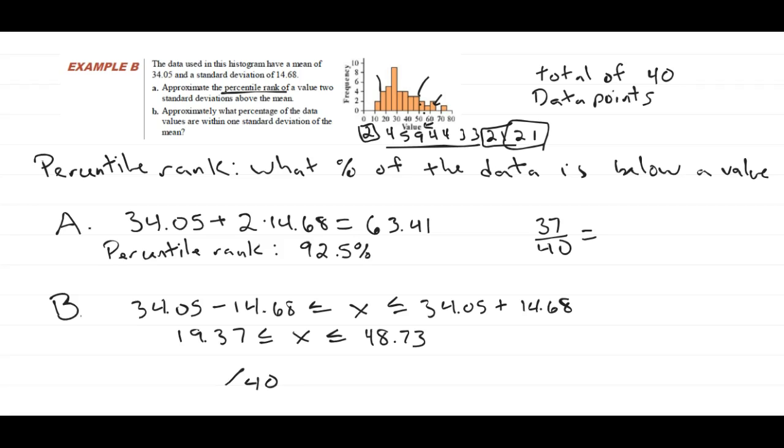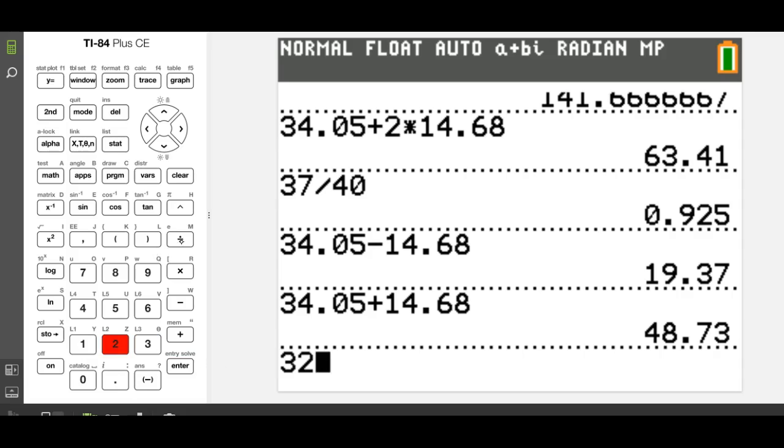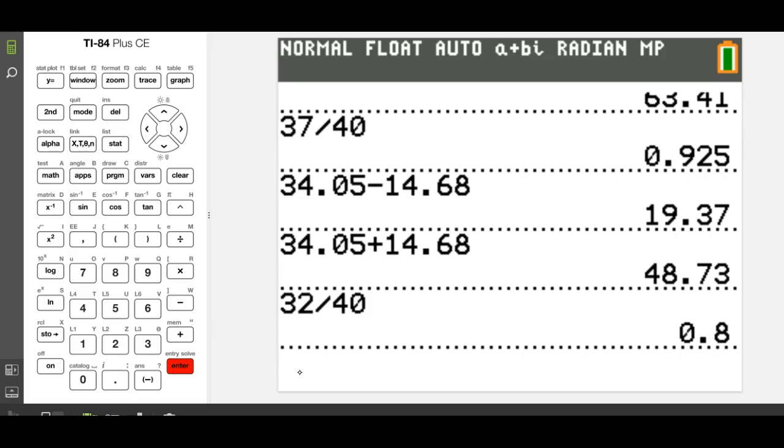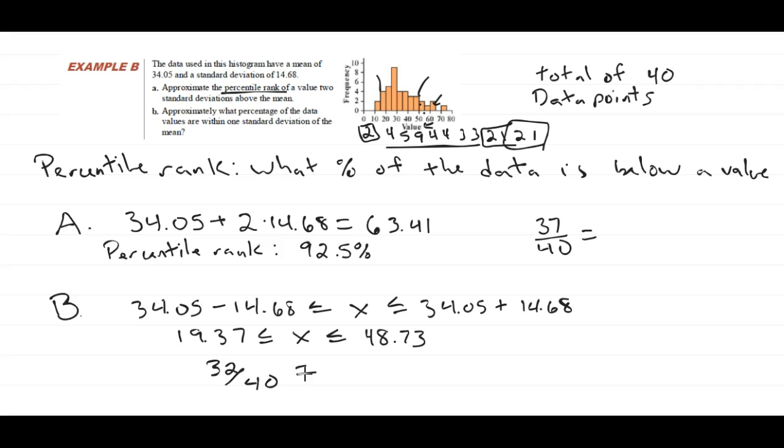All right, so I have 4 plus 5 is 9, plus 9 is 18, 22, 26, and 6 more makes it 32. Let's just see if that's right by subtracting from 40 minus these. 40 minus 2 is 38, 36, 34, minus 2 more is 32. So we're left with 32 out of 40, and that gives me a percentile rank of 32 divided by 40. I hit enter, and I get 0.8, which gives me a percentile rank. We're just going to say this, 0.8.